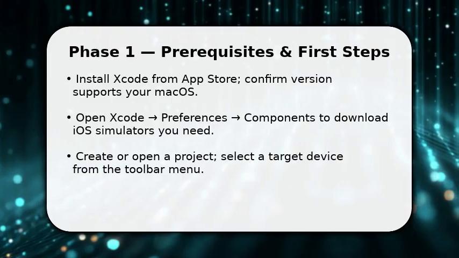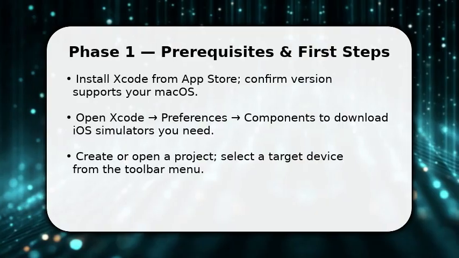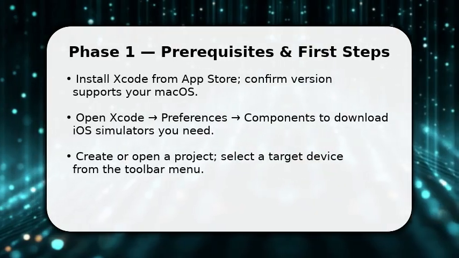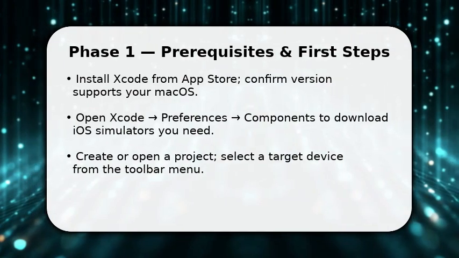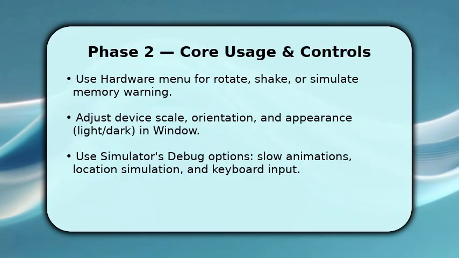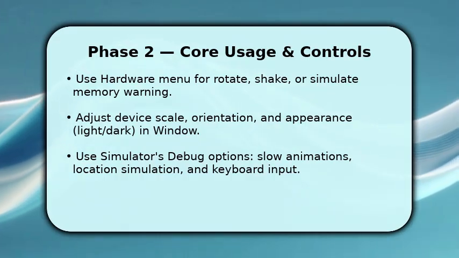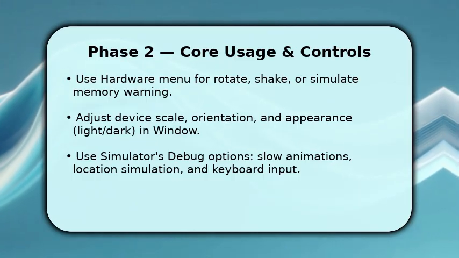Next, check the Scheme menu and pick the build target, since the simulator runs the app bundle you select. Begin the build immediately to launch the simulator and see logs in the debug console. You interact with the simulator through the hardware and window menus to emulate physical actions. For example, rotate, shake, or trigger a memory warning to test app responses.